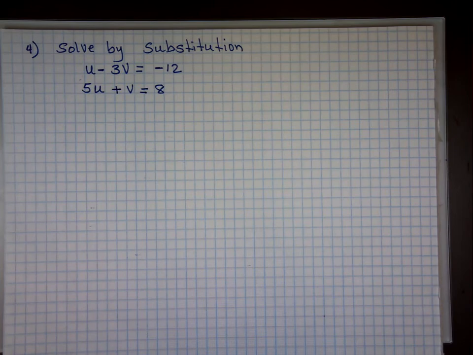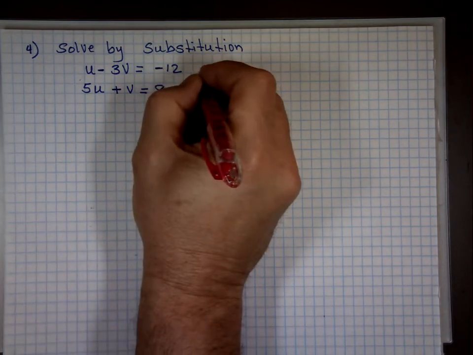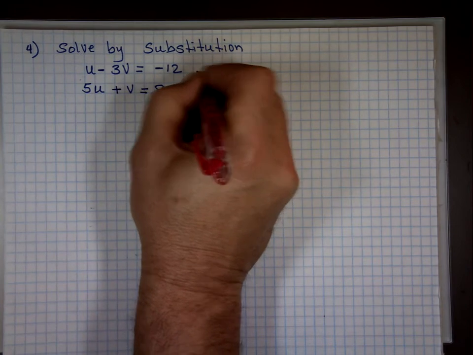I want to do a solve by substitution. Again, solve for one of the variables. Doesn't matter which one. Any suggestion? Top one. For which one? U minus 3v. What are you going to solve it for? Solve it for u. Better be u, not v.